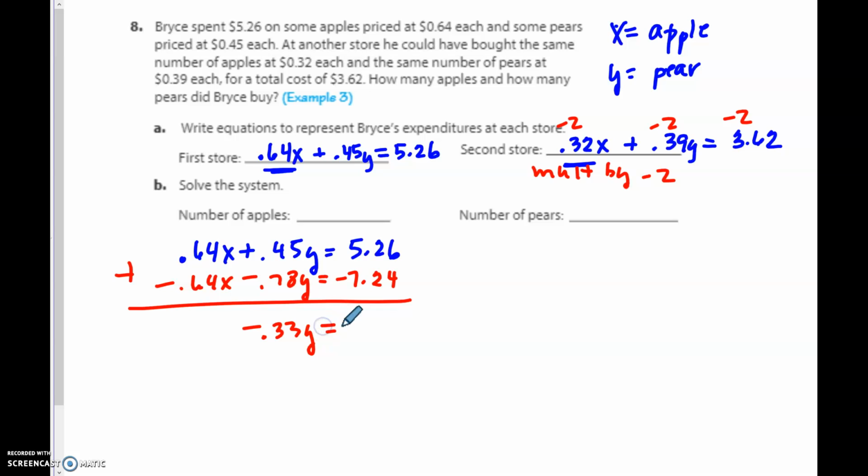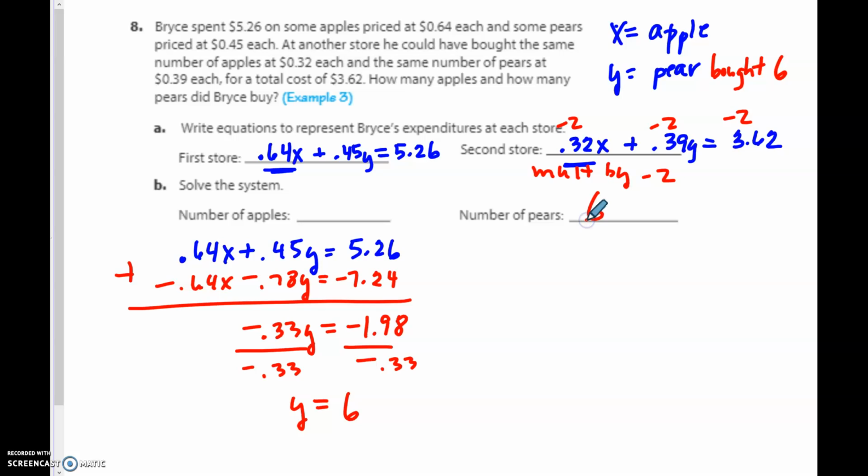Negative 0.78 plus 0.45 is negative 0.33y, and negative $7.24 plus $5.26 is going to be a negative $1.98. When I divide both sides by a negative 33 cents, I get y equals 6. So what does that mean? That means we bought 6 pears. So I could put that in that blank: bought 6 pears.